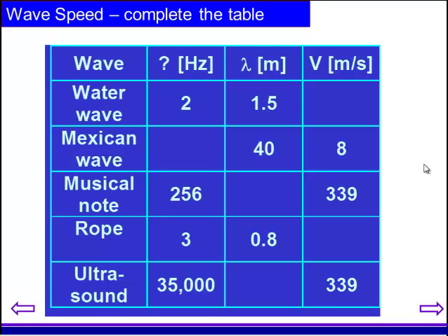First of all, my water wave. The speed of this water wave is going to be 3 meters per second. My Mexican wave, travelling around a stadium, the frequency is going to be 0.2 waves per second. My musical note is going to be 1.32 is the wavelength. My rope being flicked up and down is going to have a speed of 2.4 meters per second. And finally, ultrasound will have a wavelength of 0.01 meters.